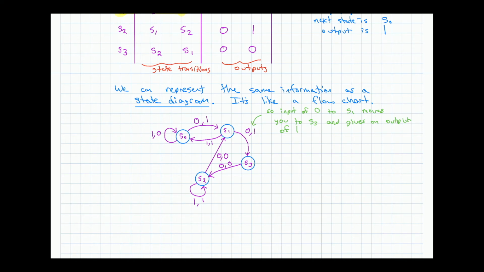And then what's left? Last one, S3 to S1. Okay, so S3 to S1 is like that. And S3 to S1, that's an input of 1 and an output of 0, it looks like. Okay. So I think that's all of them.